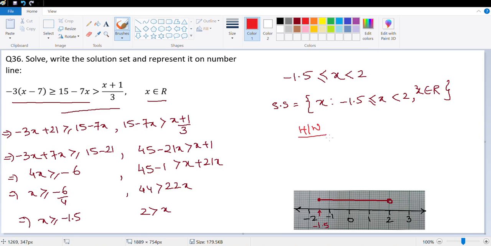Let me mark some homework questions for you. Homework questions for you would be question number 37, 35, 34, 32, 30, 29, 26 and 23.